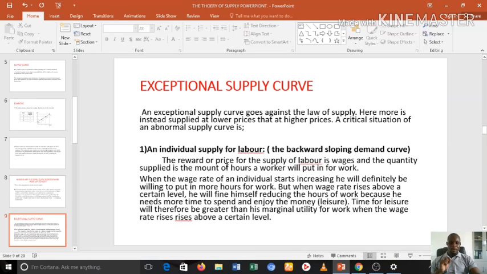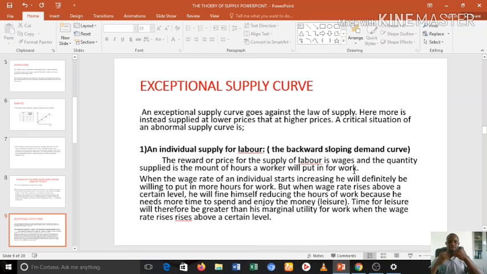The reward or price for supply of labor is wages. Remember, under factors of production, you have land, labor, capital, and entrepreneur. The reward to land is, of course, rent. Wages goes with what? Labor. So the reward to labor is wages. And the quantity supplied is the amount of hours a worker will put in for work.